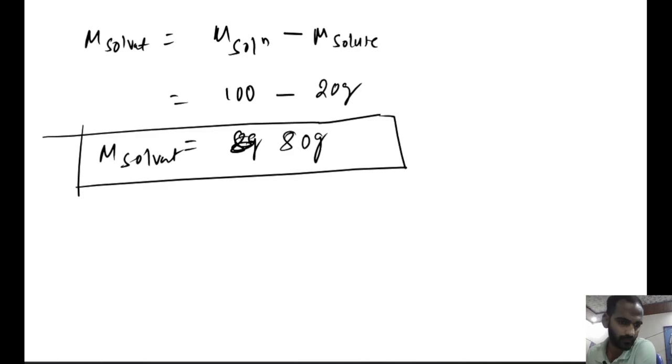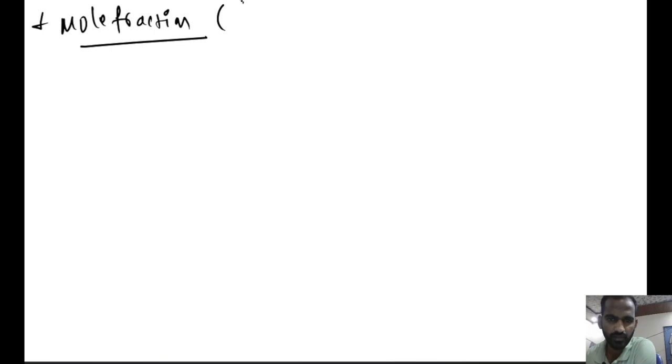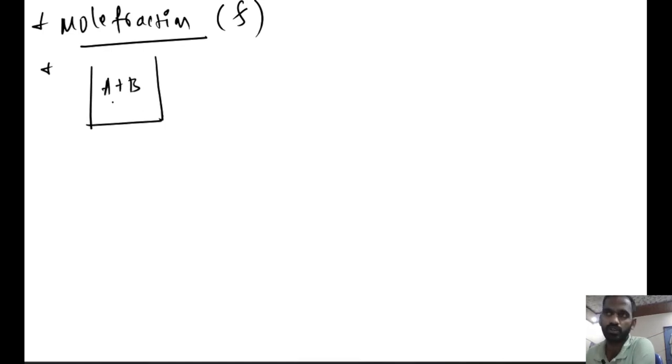Next we will take the next concentration term, that is mole fraction. We have mole fraction, which is represented by this chi. So what is mole fraction? Suppose, assume that I have one mixture, A plus B. I have two components, A component and B component.